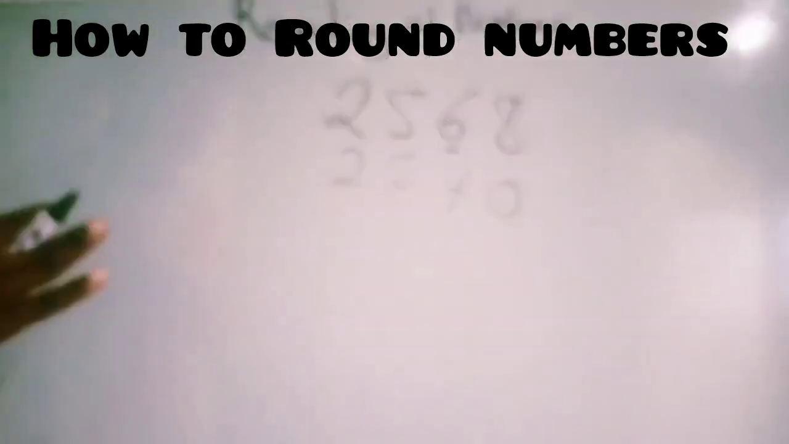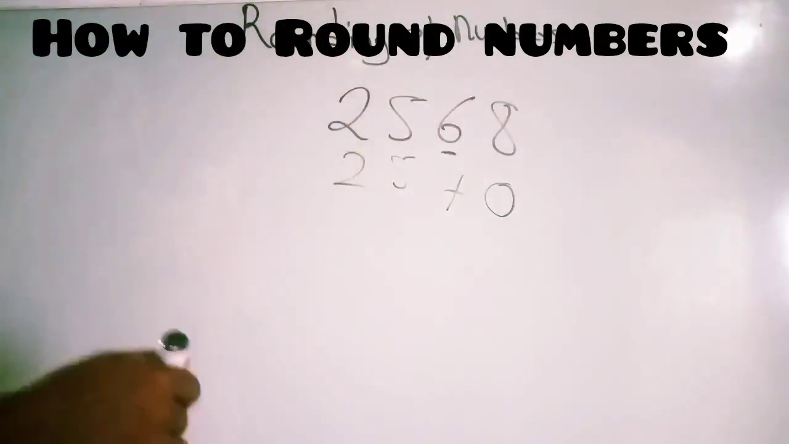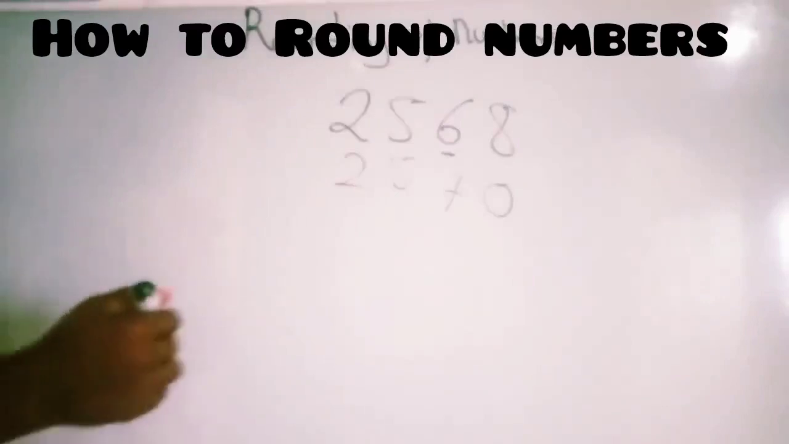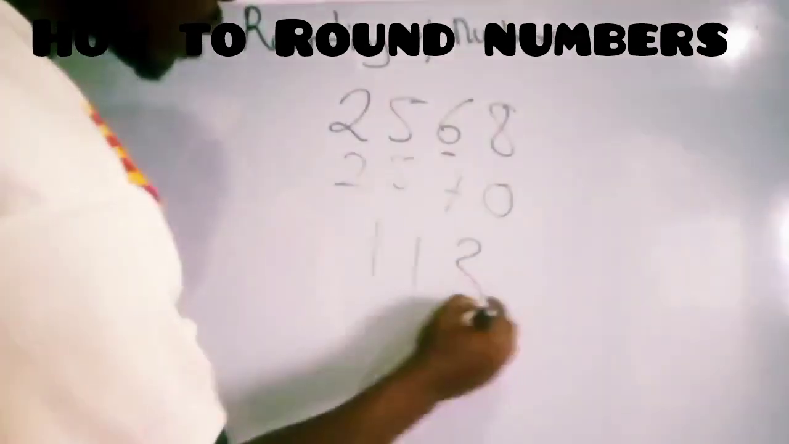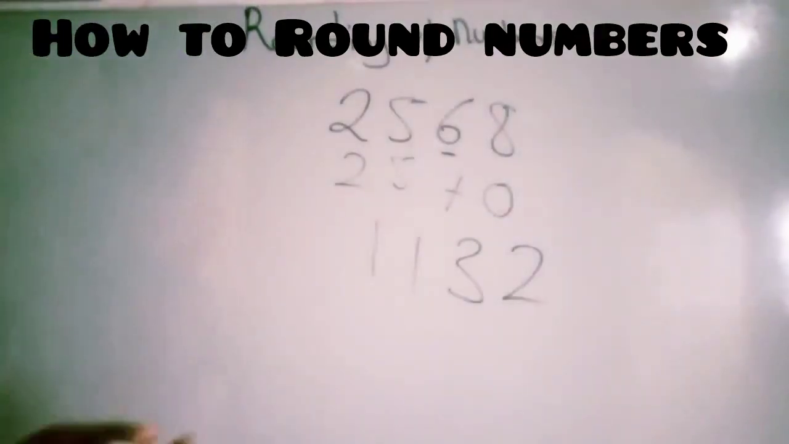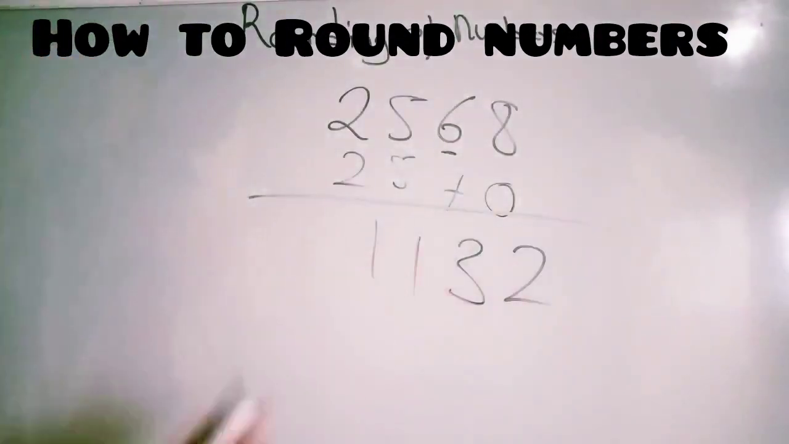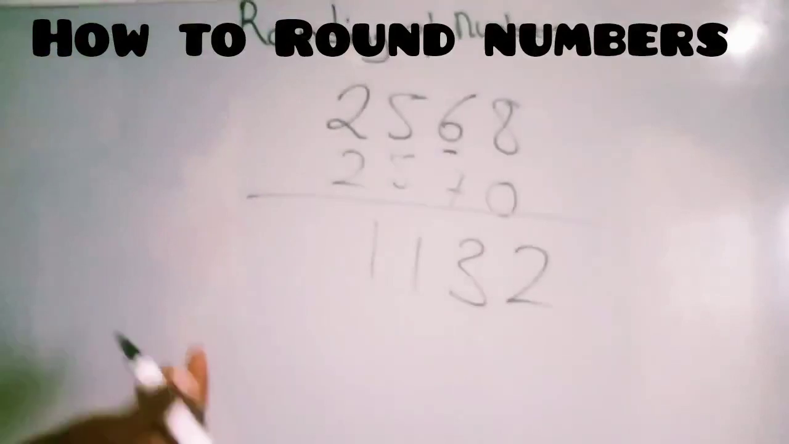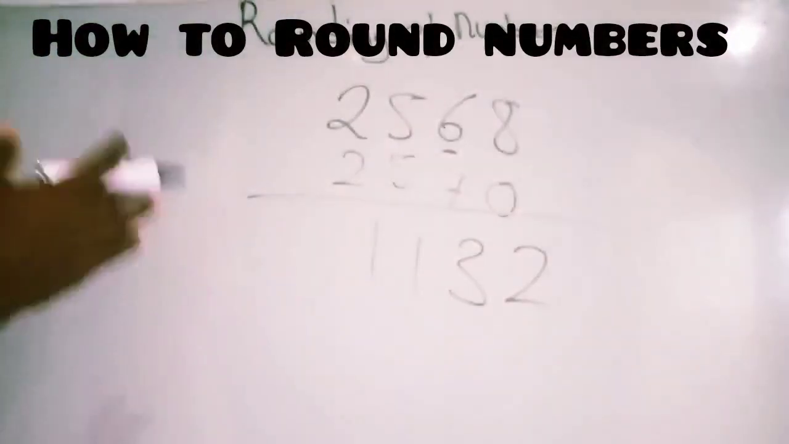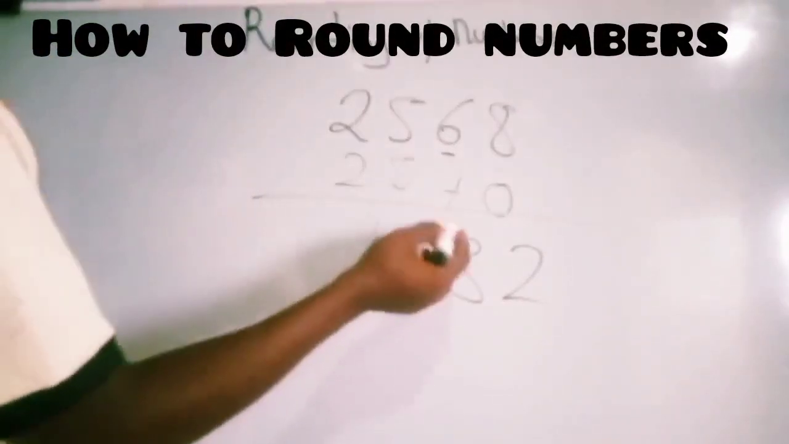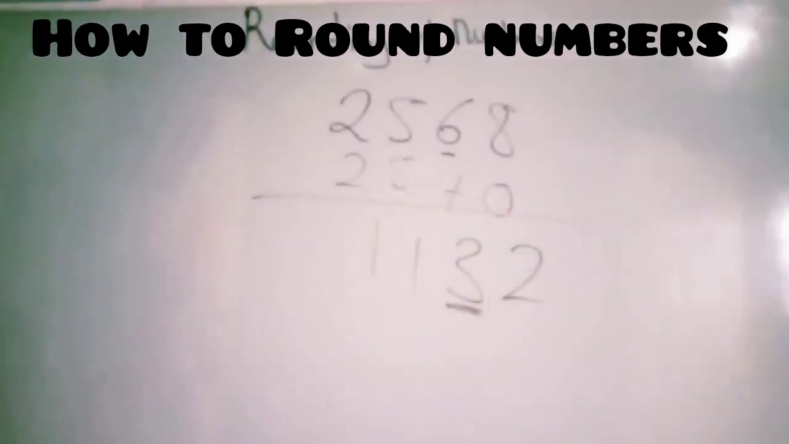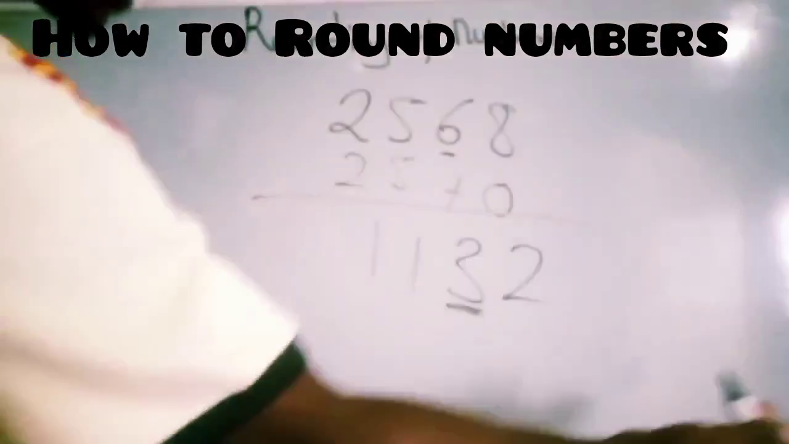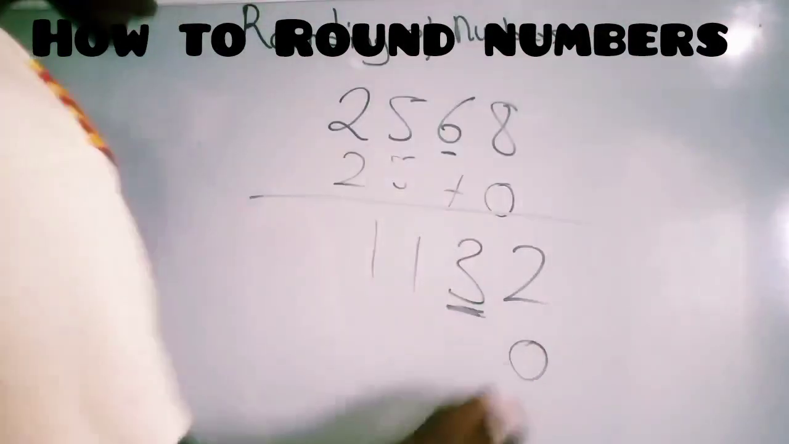Okay, let's look at another example before we jump to what we are here to do, the second part. Look at 1,132. We are rounding this to the nearest 10. The first thing is to identify the number at the tens position, or the place value for the tens, which is 3. So we are going to work on this. Any number at the right hand side of this, you put 0 there.